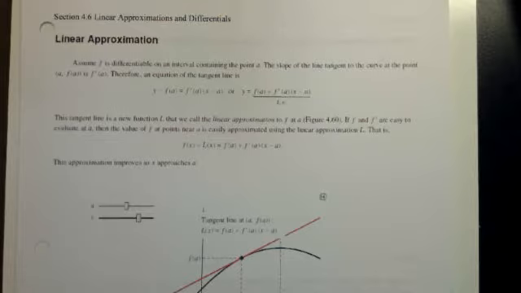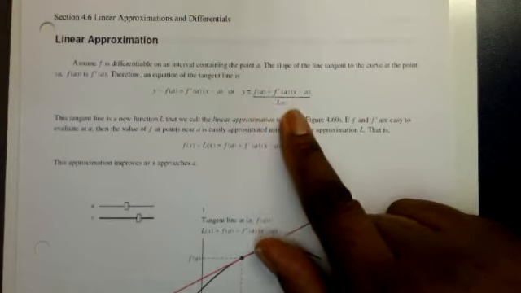Okay, so we'll begin with linear approximation and how to use those to estimate a quantity. We're going to assume that f is differentiable on an interval containing the point A. So here the slope of the line tangent to the curve at the point A comma f of A is going to be f prime of A. And that means that the equation of the tangent line will be this: y equals f of A plus f prime of A times the quantity x minus A. Or we can say this, which will be the same as L of x.